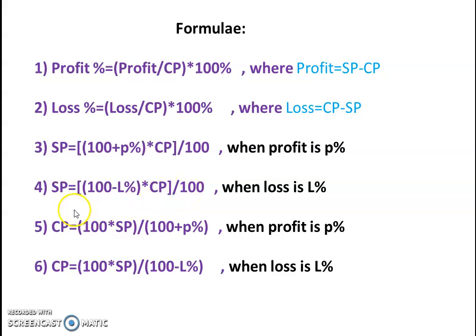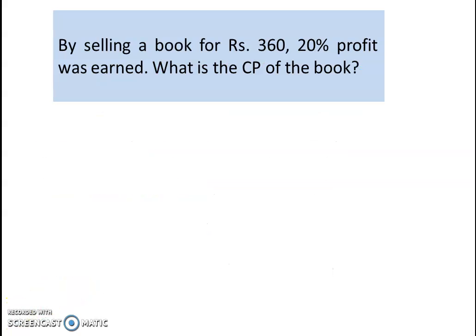In similar way, we can calculate cost price. So cost price is given by 100 into SP divided by (100 plus profit percentage) when there is profit. When there is loss, CP is calculated as 100 into SP divided by (100 minus loss percentage). So using these formulae, we can calculate value of any unknown term, right? So let's solve some of the problems.